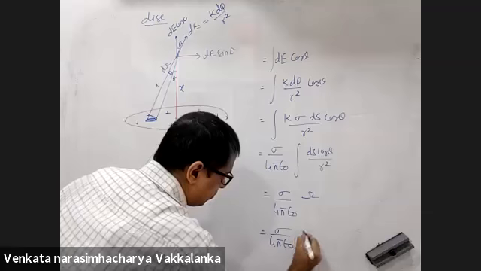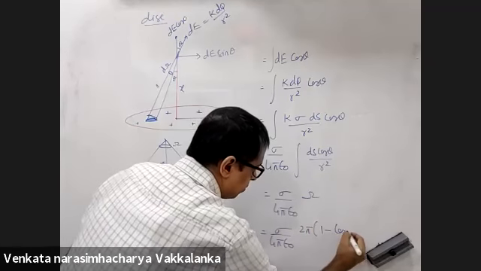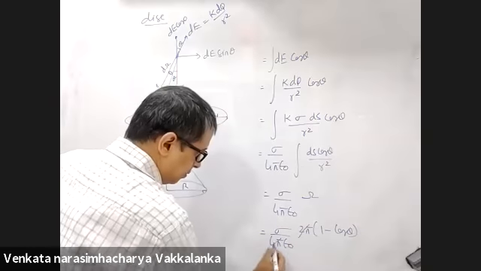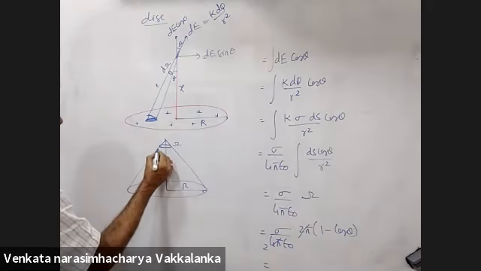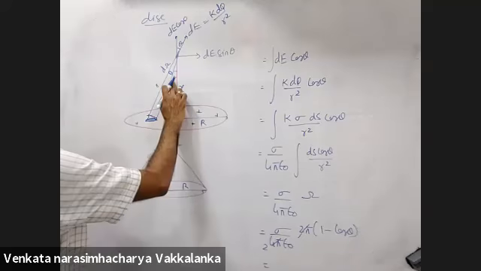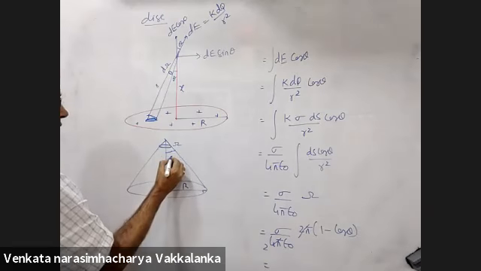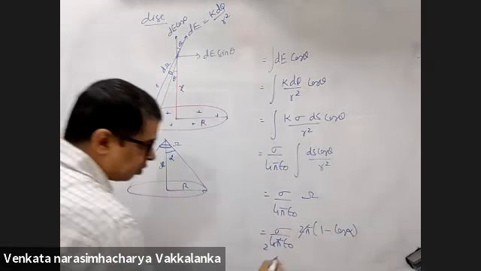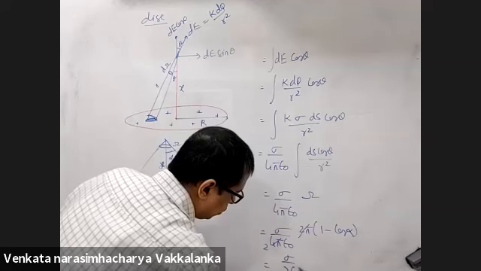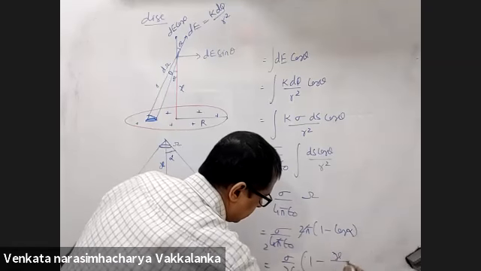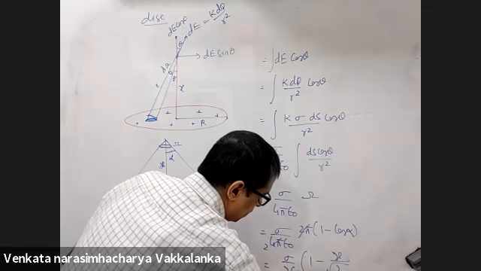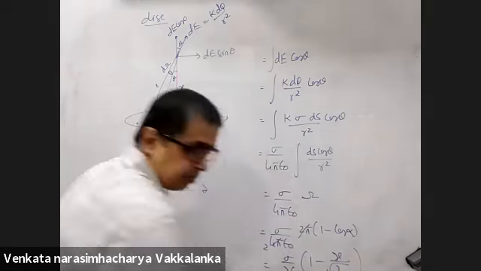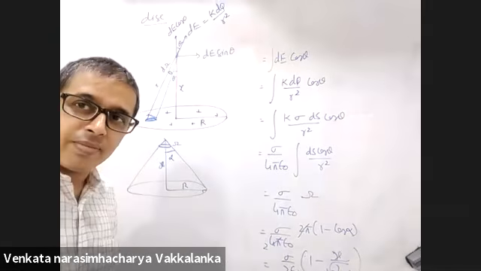Sigma by 4 pi epsilon naught into 2 pi into 1 minus cos theta. Use a different symbol, since here you use theta. Call this alpha. Don't use the same symbols. What is cos alpha? Sigma by 2 epsilon naught into 1 minus x by root over r square plus x square. Isn't this the answer that you are expecting?